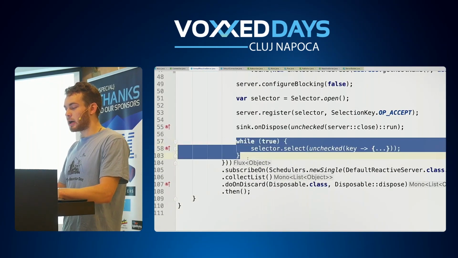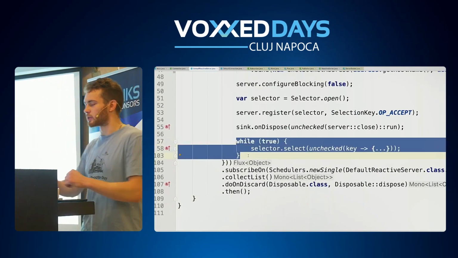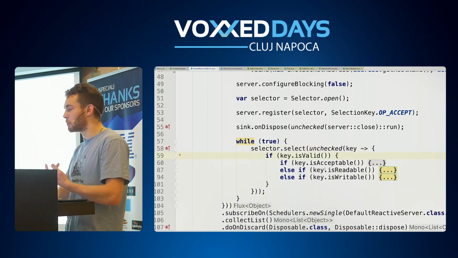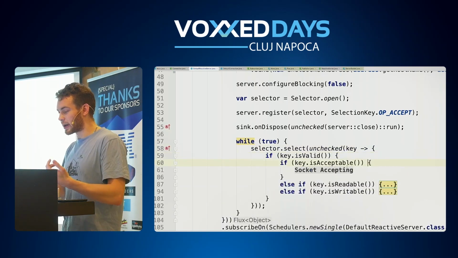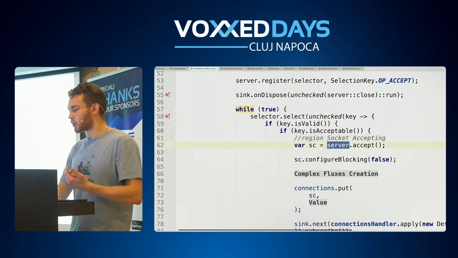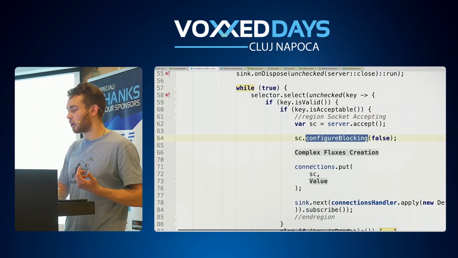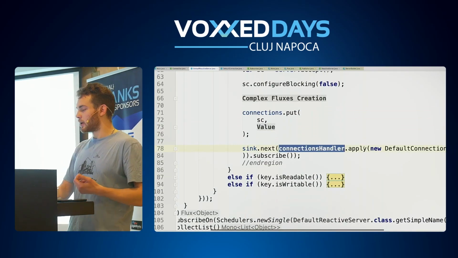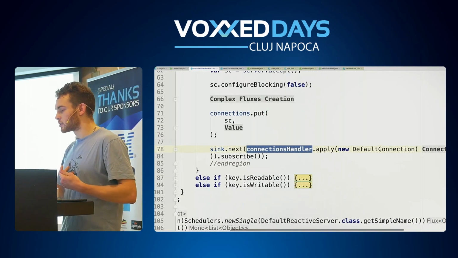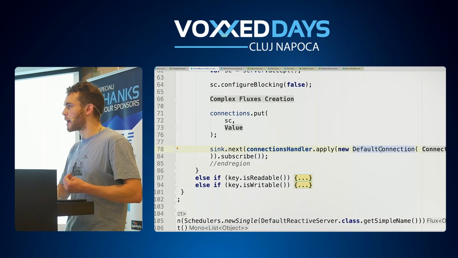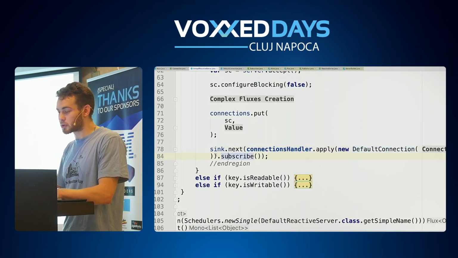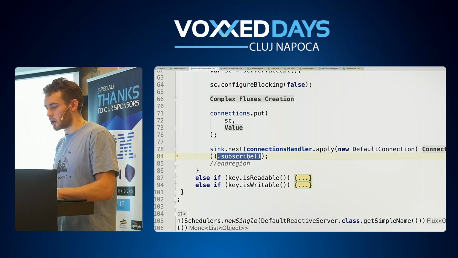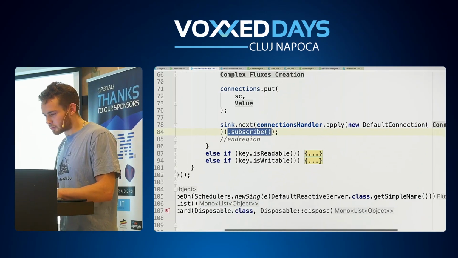Finally, here we have a while-true processing which you saw previously. So we have the similar processing logic, the same three branches of logic. Here we have a socket exception. So we accept the socket, configure it as non-blocking, and put it into the registry as previously. Then we just handle our connection handler and allow the user to build some pipeline of data processing. Finally, we subscribe to the returned stream and say, okay, you're ready to start your data reading and writing.